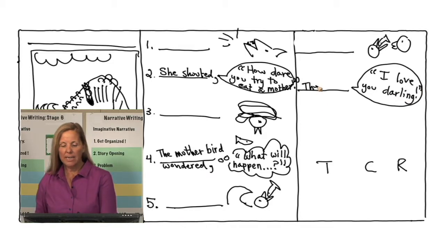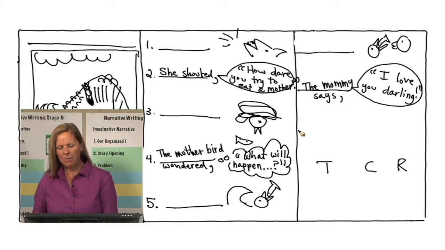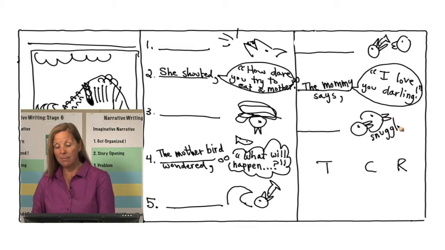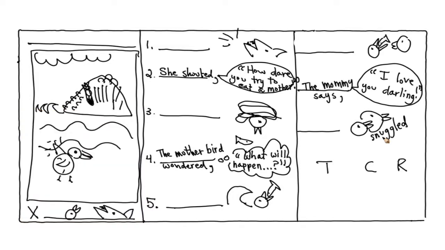And we could say the mommy bird says, "I love you, darling." And maybe we could have an action from the baby. Here they are. The baby snuggled the mother. That's a great ending. So we have our beginning come alive box and our problem.